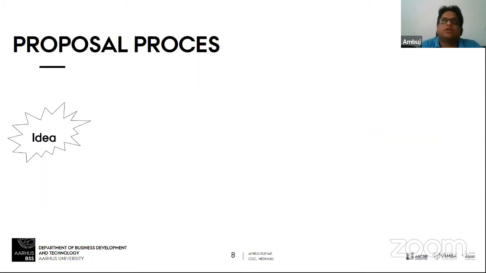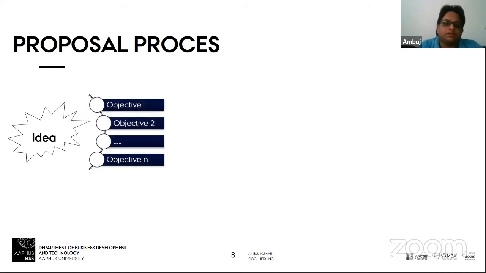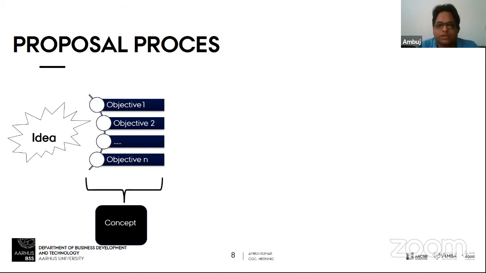So what is a proposal process? It is the same as what I discussed in the last slide, but let me be more specific on that. You have an idea, then you break the idea into objectives: what are the objectives of this idea, what are the problems that you are going to solve with your project, or what are the new things that you are bringing to society with this idea. And then when you have a collection of objectives, you try to create a concept. Then you build a concept, you describe the concept.